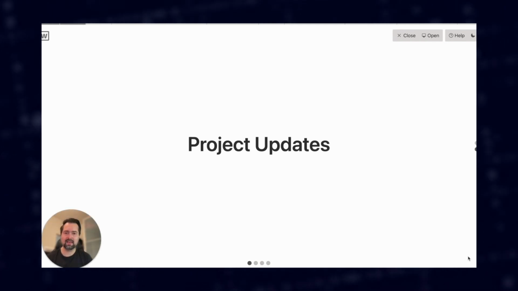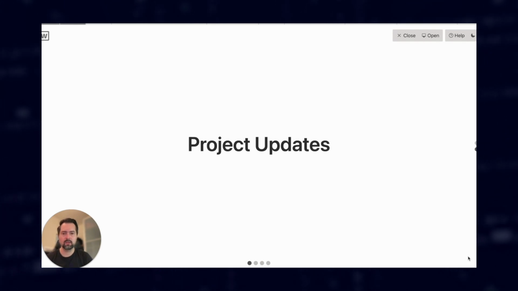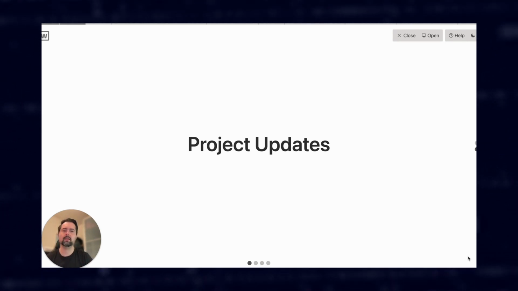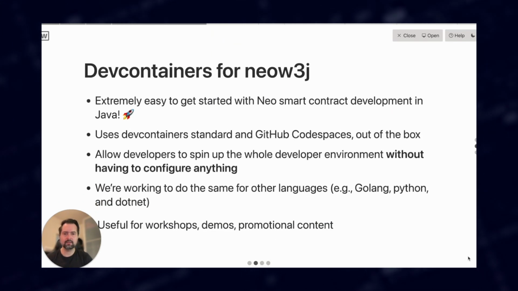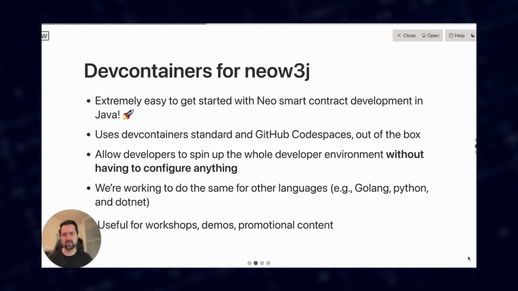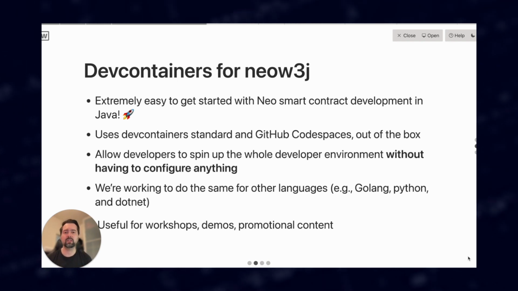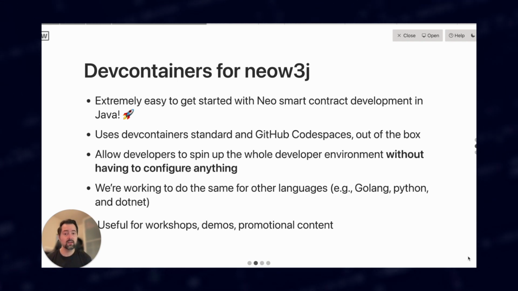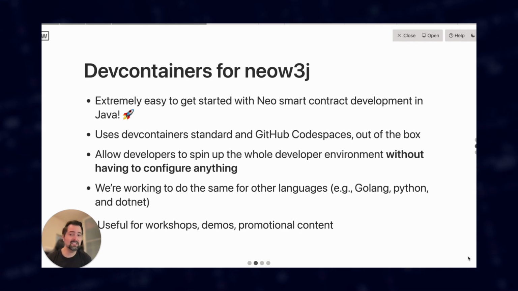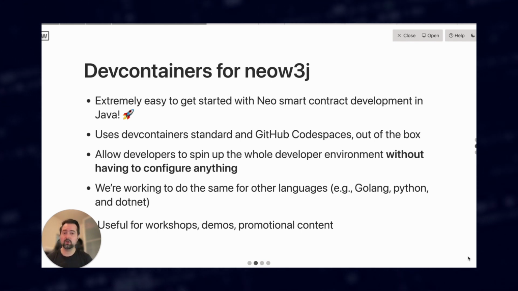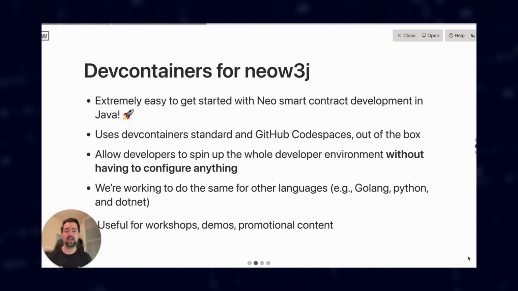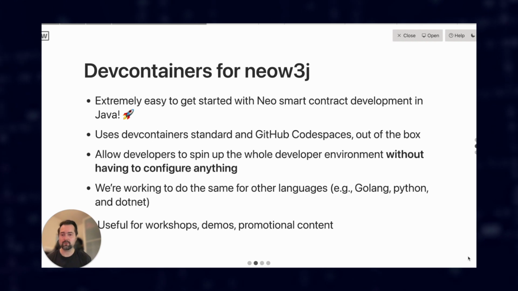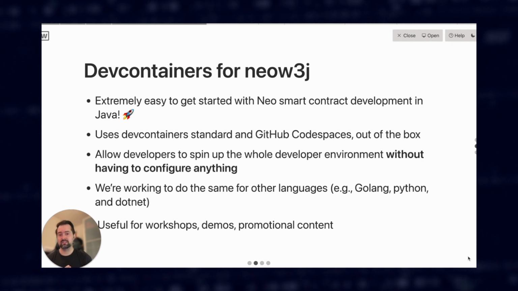So what happened in the last 2 months of development in the Neo ecosystem and projects that we develop and maintain. So we start with Neo3j. And the first thing that we developed was that we rolled out dev containers for Neo3j, meaning that it's extremely easy now to get started with Neo smart contract development in Java. So the users basically don't have to install anything or configure anything. We just use dev containers.